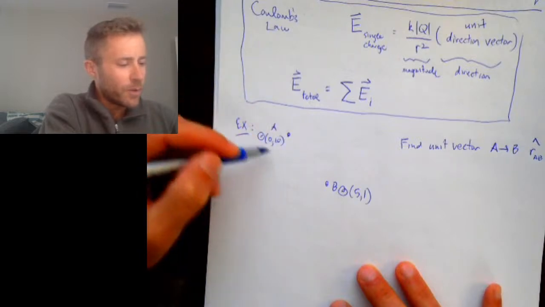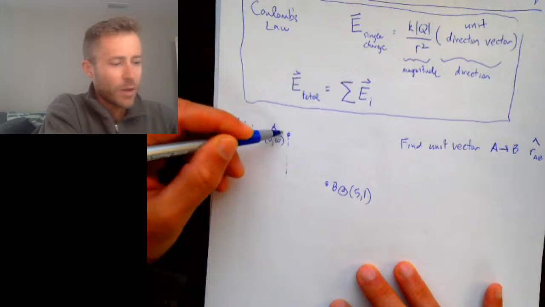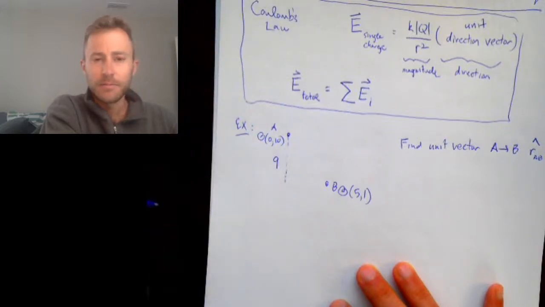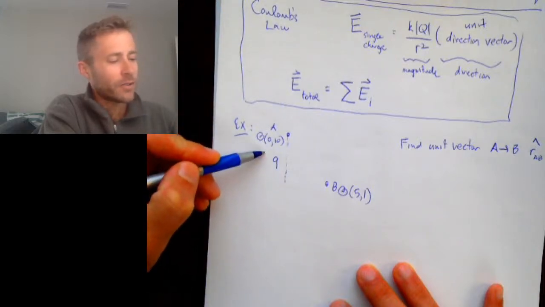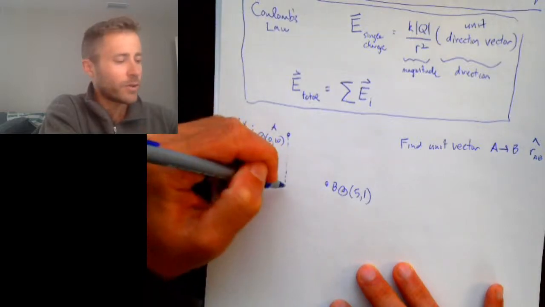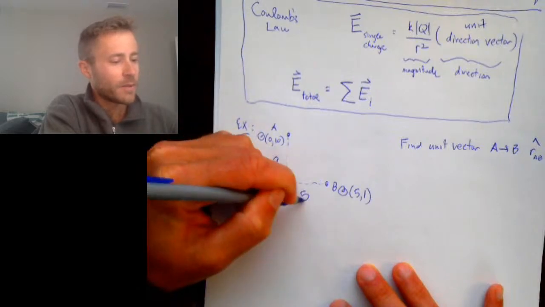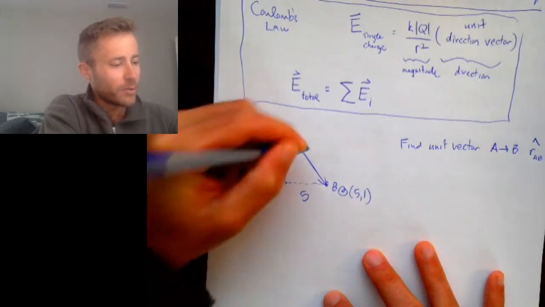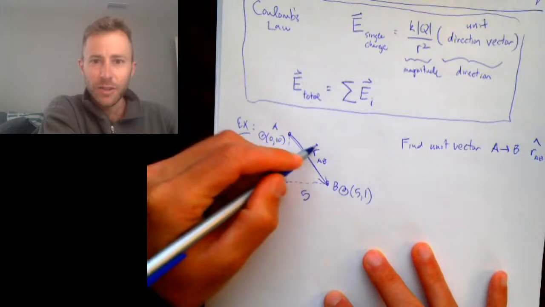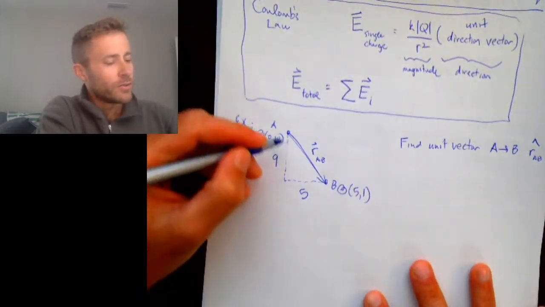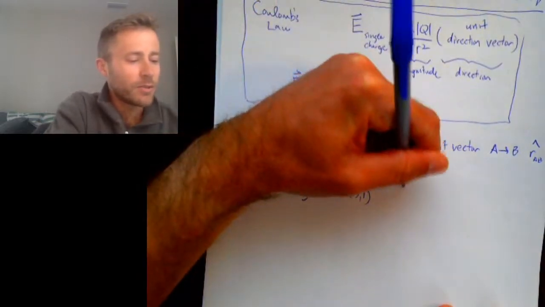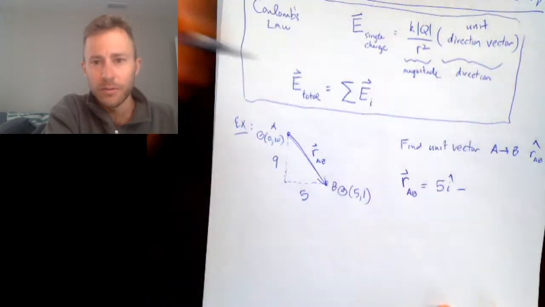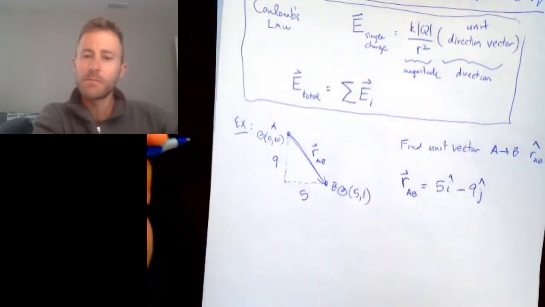The first thing we want to notice is that because A has y-coordinate 10 and B has y-coordinate 1, if we want to go from A to B, we have to go down 9. And because A has x-coordinate 0 and B has x-coordinate 5, we have to go over 5. So if I draw the full vector from A to B, which I'll call R_AB but with an arrow instead of a hat, that vector goes over 5 and goes down, so there's a minus sign, 9.